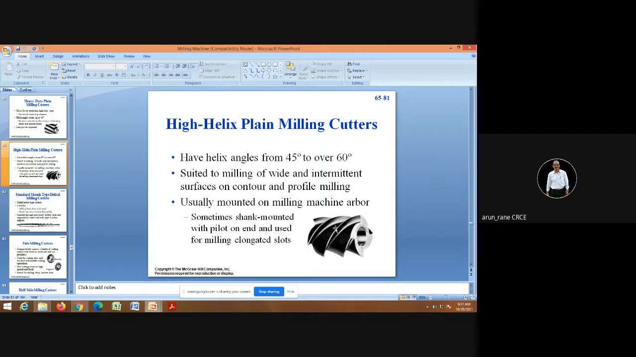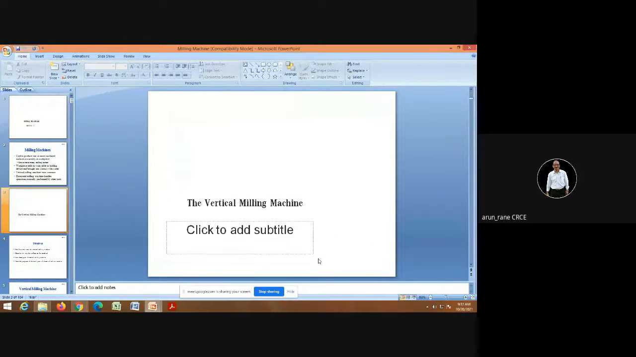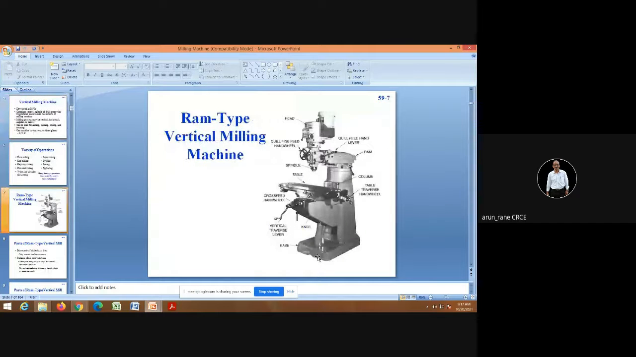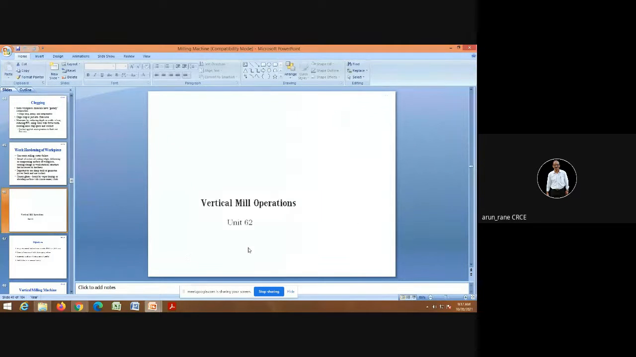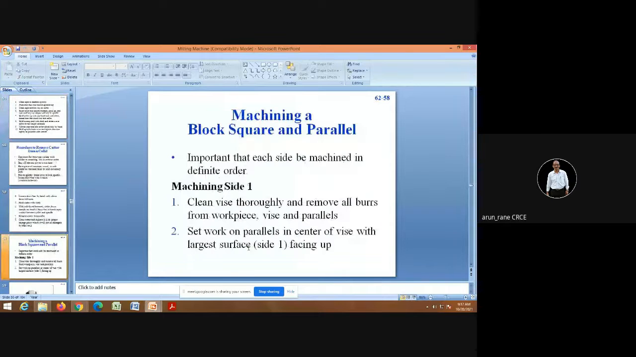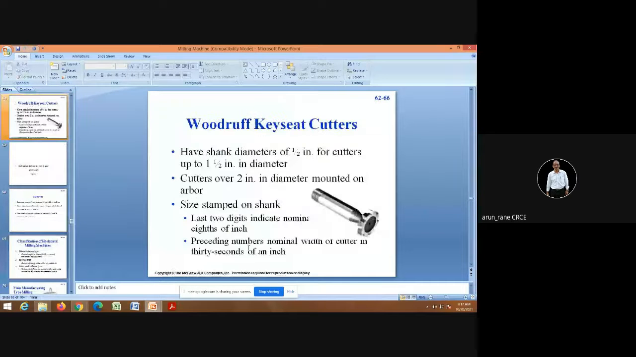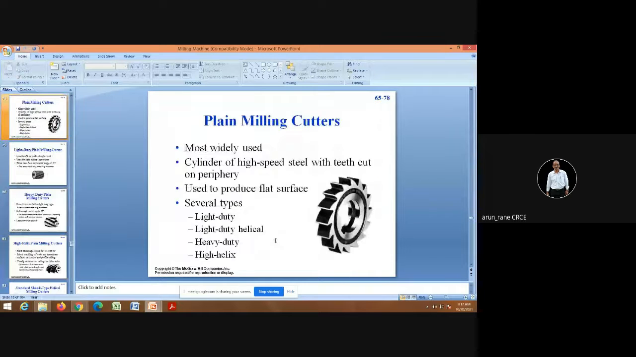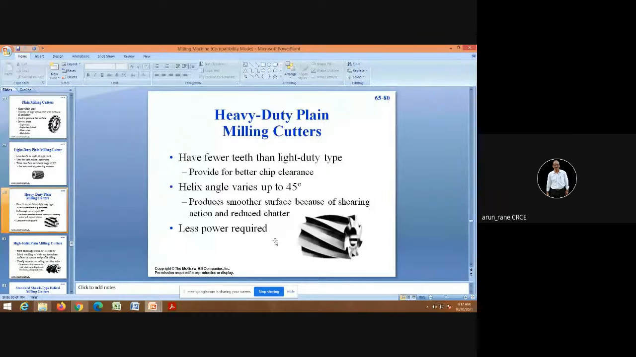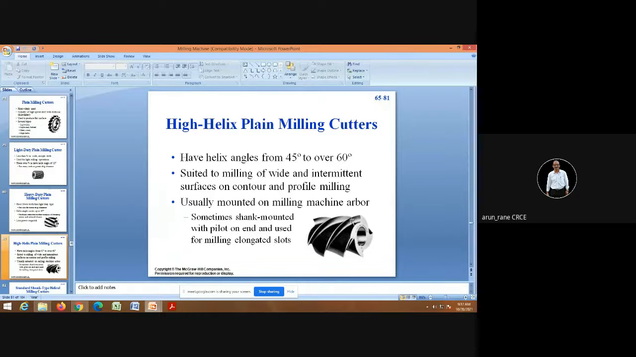Here the helix angle is more. See, earlier case it was 45 degree. See, earlier case the helix angle is less, whereas here the helix angle is more.